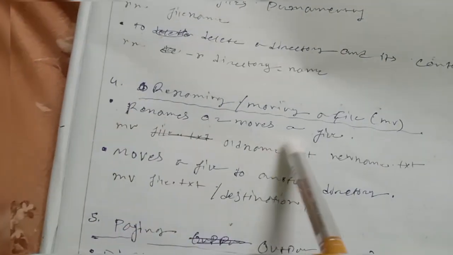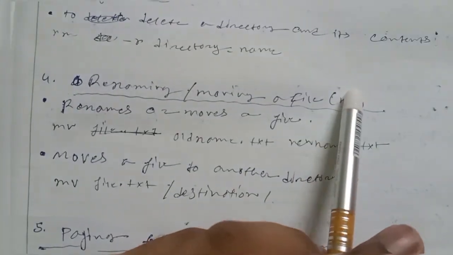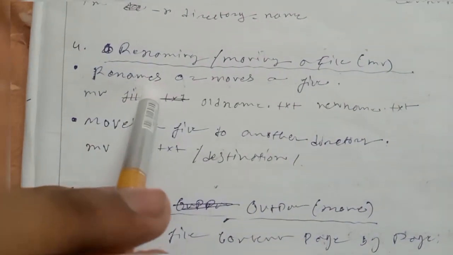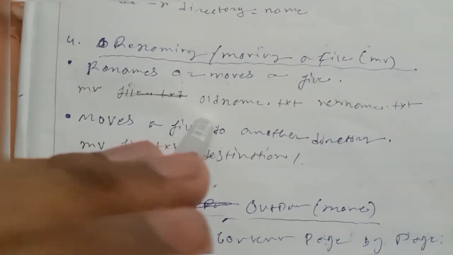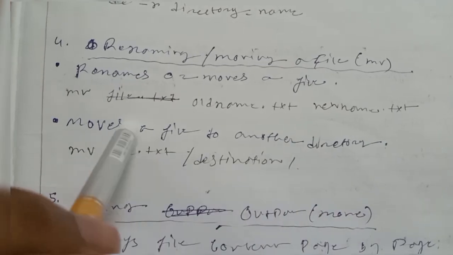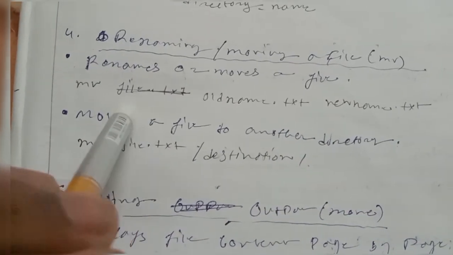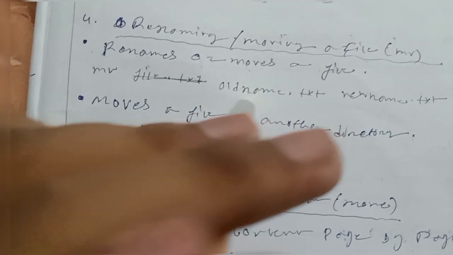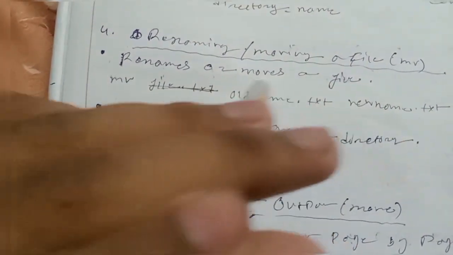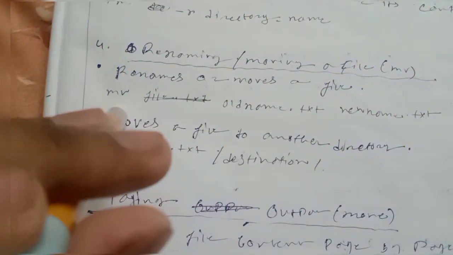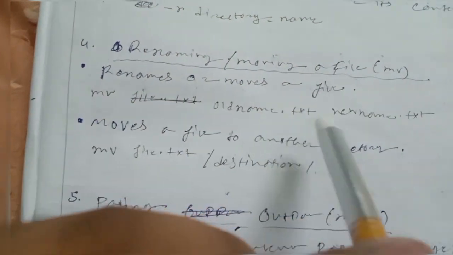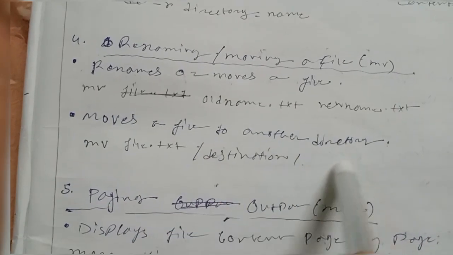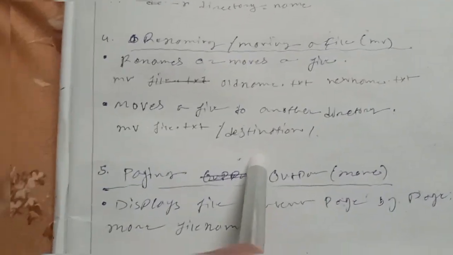So rm file name. To delete a directory and its contents, you can write rm -r directory name. Renaming or moving a file, mv. It renames or moves a file: mv oldname.txt newname.txt. This way you can move a file. If you want to rename a file, you write mv, then the old name, then the new name you want to keep. So like this you can rename a file.